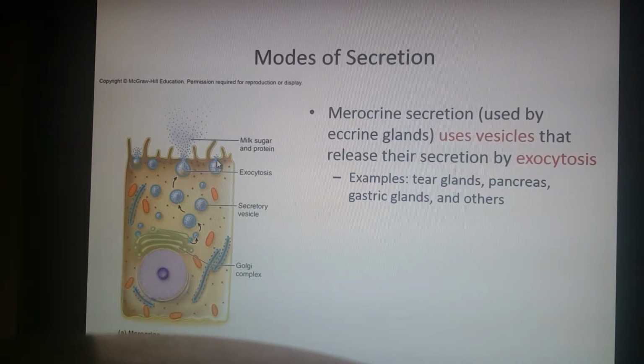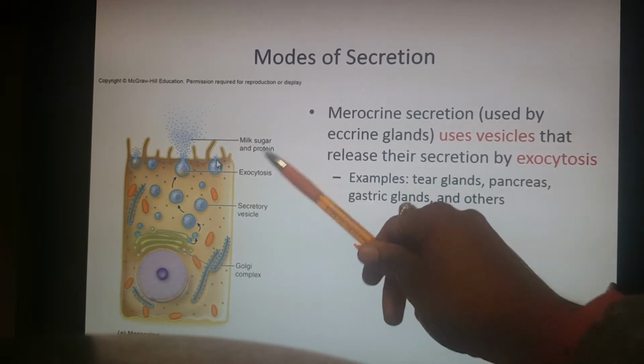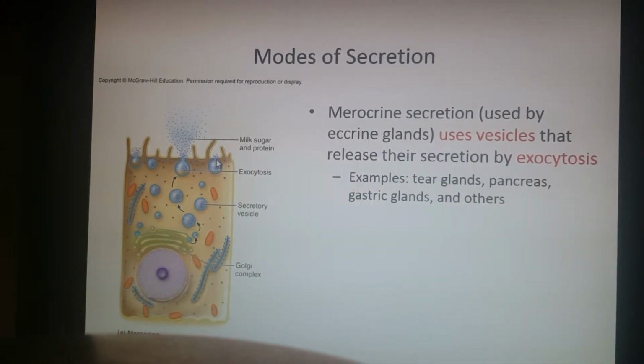So the first type, merocrine glands, they use vesicles to transport their product to the outside surface of the cell, and then those vesicles will dock with the plasma membrane to release the product out into the duct system. So examples of this are our tear glands, some of the glands inside the pancreas, and in this case, milk sugar and protein being released, part of the mammary glands inside the breast. So merocrine glands use vesicles to transport the product to the outside surface of the cell and release it.